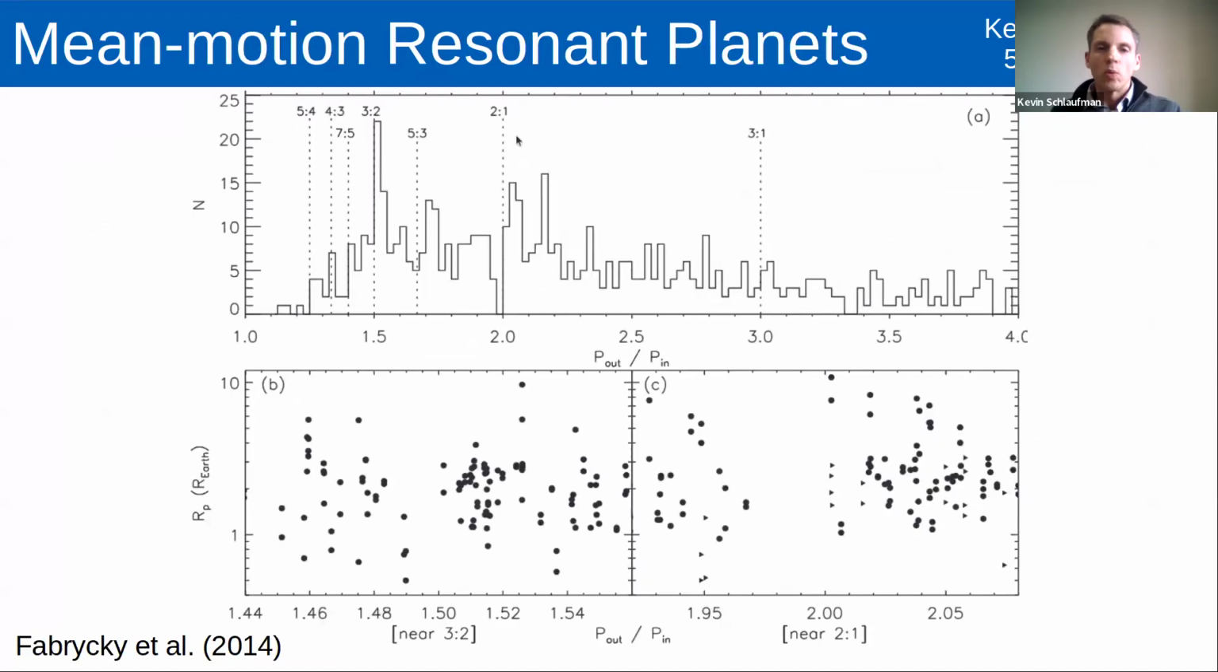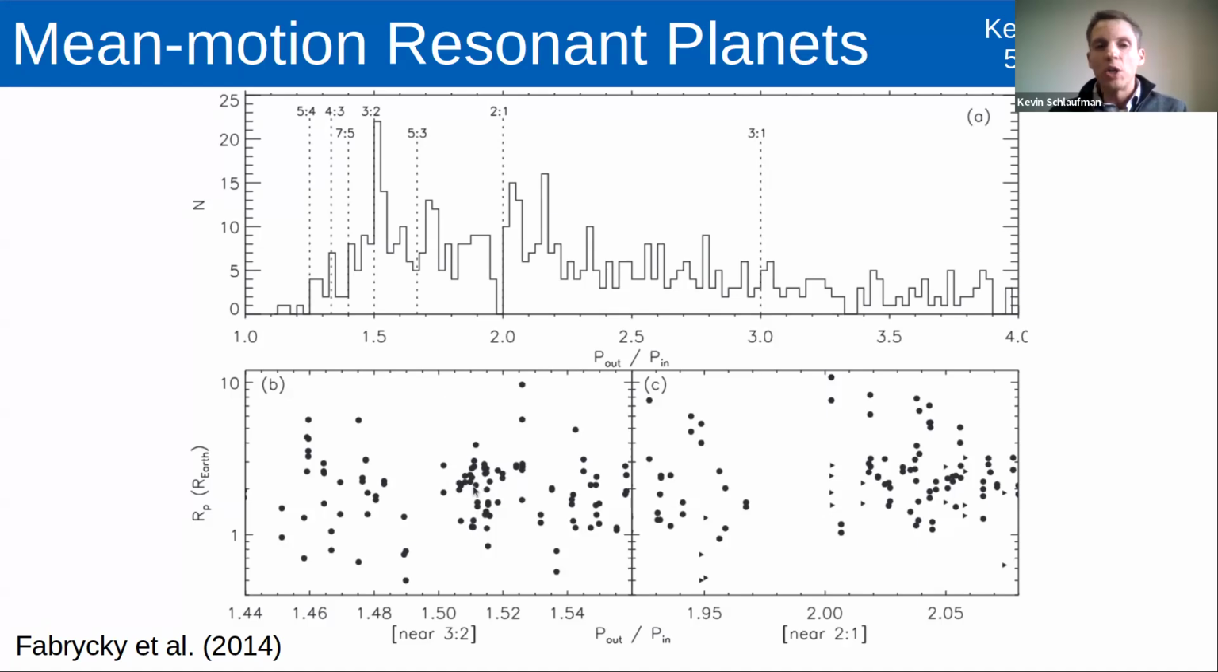So mean motion resonances were actually predicted to be the general outcome for systems of low-mass planets before Kepler's discoveries. One of Kepler's major discoveries in planetary demographics was that this is not the case. Low-mass planetary systems are not, in general, in low-order mean motion resonances, even if they might be close to mean motion resonances, as you can see in these two bottom panels.